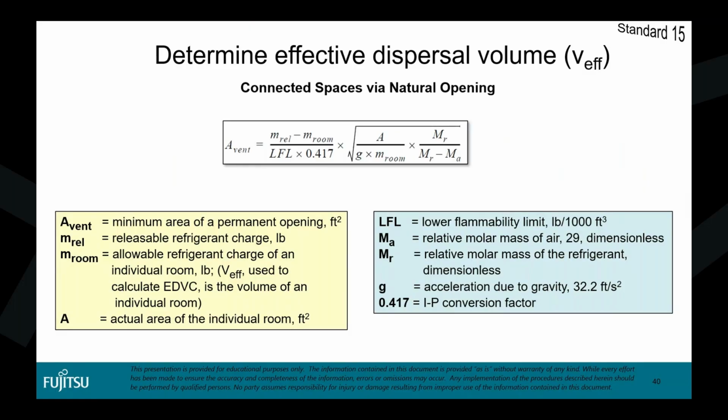On the right, we have factors. They are just constants. LFL is the lower flammability limit. It's 19 pounds for R32. MA is just a factor, 29. MR depends on the refrigerant, also a factor. G is gravity, and then there is a conversion factor of 0.417. So it's relatively easy if you get these numbers, put them in an Excel or something, and calculate the minimum net area of that natural opening.